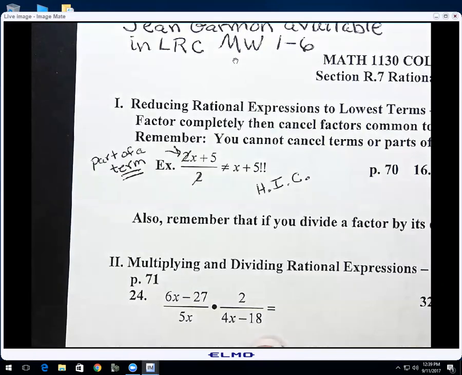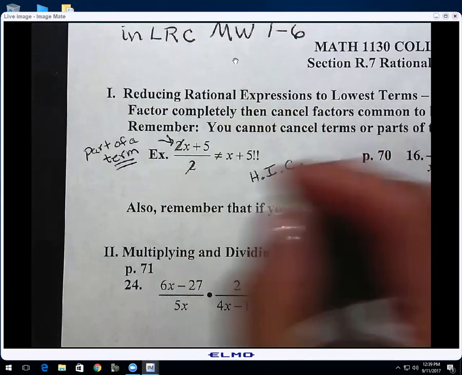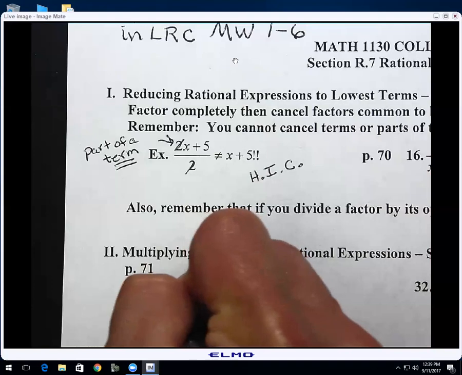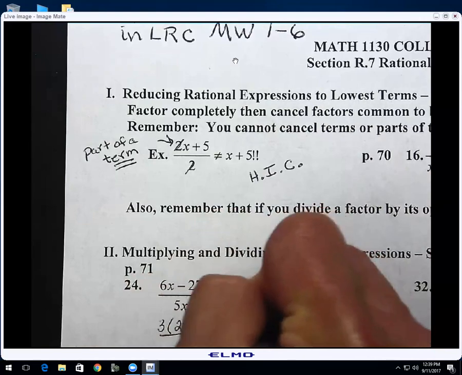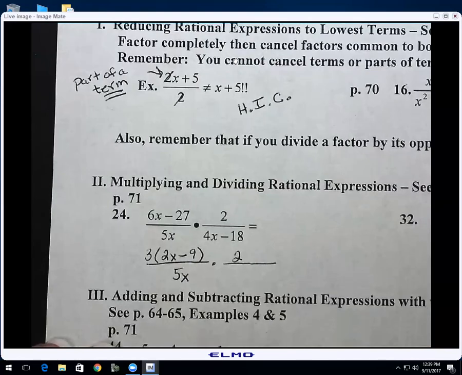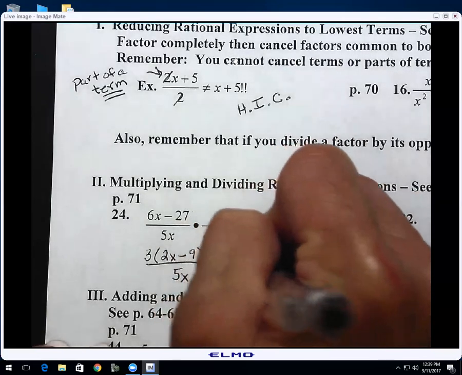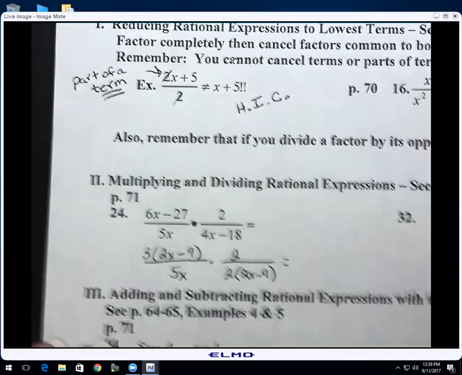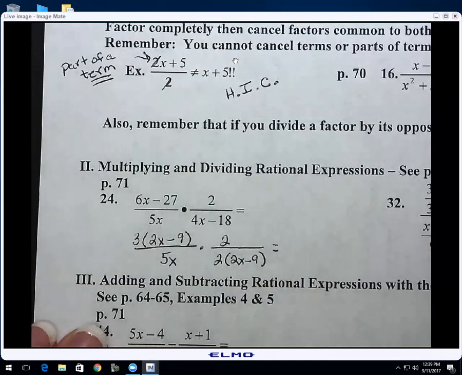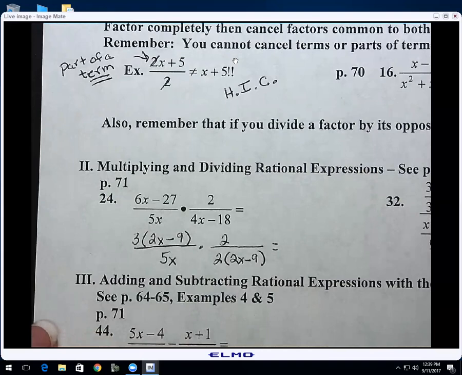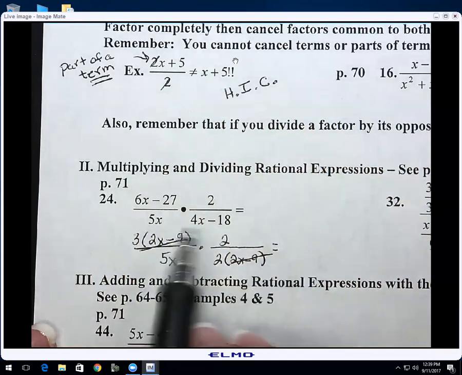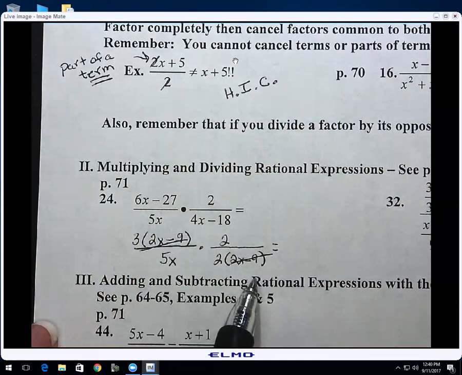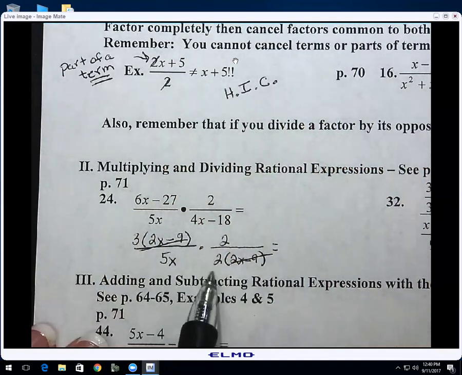So in the numerator of the first fraction, I could factor out a 3, and that would leave me 2x minus 9. In the denominator of the second fraction, I could factor out a 2, and that would leave me a 2x minus 9. So just like I did in basic math, I can cross-cancel those common factors, the whole 2x minus 9. What about these two 2s? Is it legal to cancel two factors that are in the same fraction?